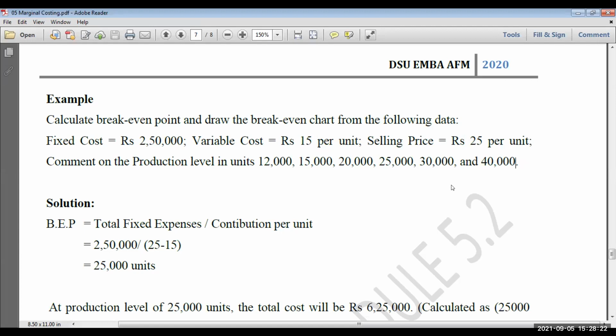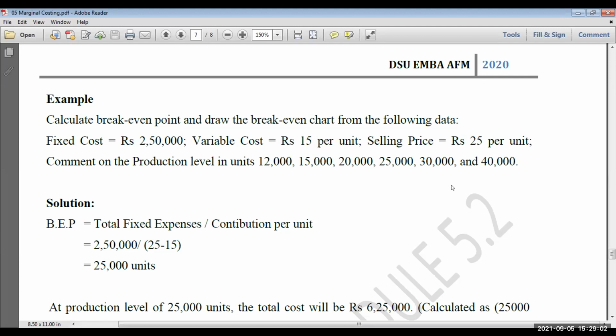Example: calculate break-even point and draw the break-even chart from the following data. Fixed cost is rupees 2,50,000. Variable cost is rupees 15 per unit. Selling price is rupees 25 per unit. Comment on the production level in units: 12,000, 15,000, 20,000, 25,000, 30,000, and 40,000. Suppose this company is producing only 12,000 units, what will happen? And 15,000, 20,000, 25,000, 30,000, and 40,000. What will be the impact on the profit of the company?